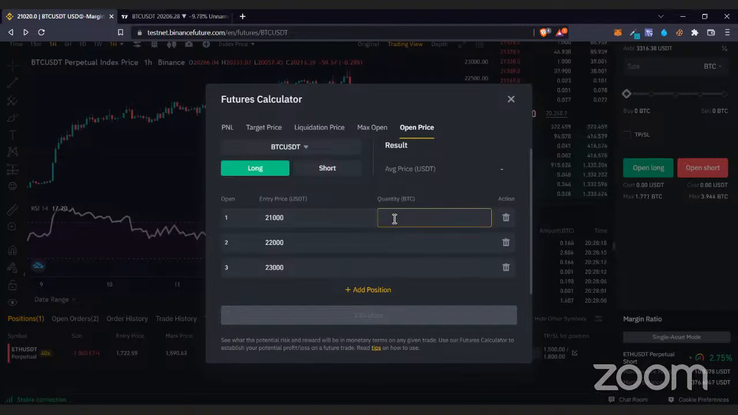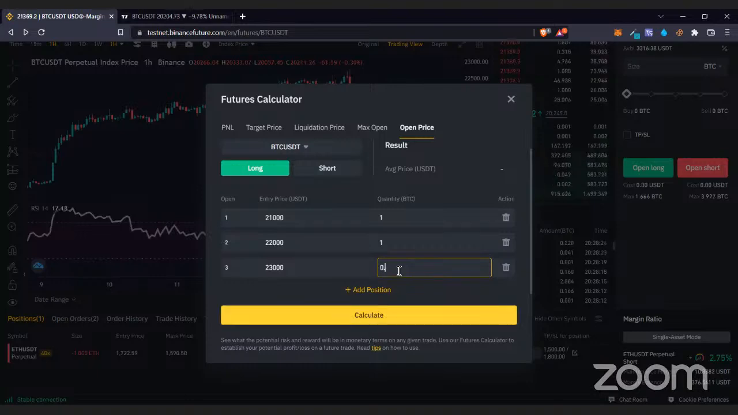For the first one, we traded 1 BTC. The second one, we traded, let's say, 1 BTC again. And then the last one, we traded 0.5 BTC. So for the long position, we open Bitcoin at 21,000, we open another one at 22,000, and we open another one at 23,000. If we calculate this, it gives us the average price. The average price means that if Bitcoin is at 21,800, we are not losing anything.